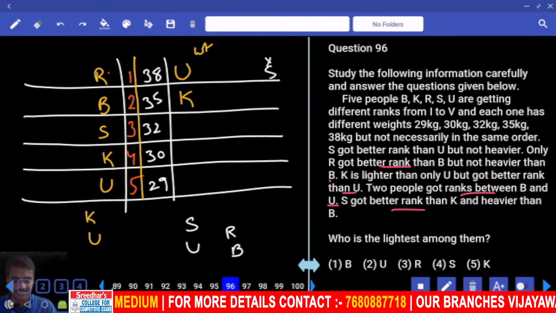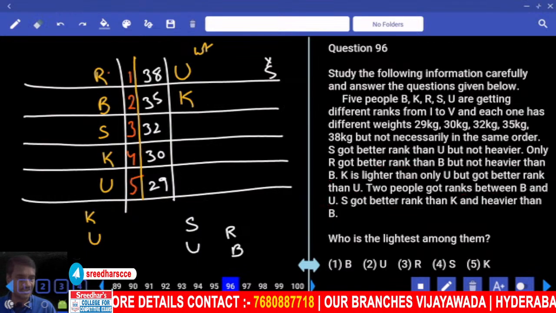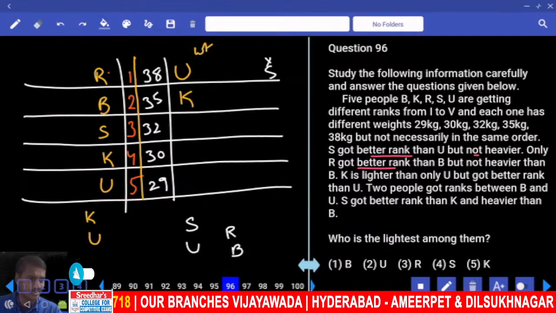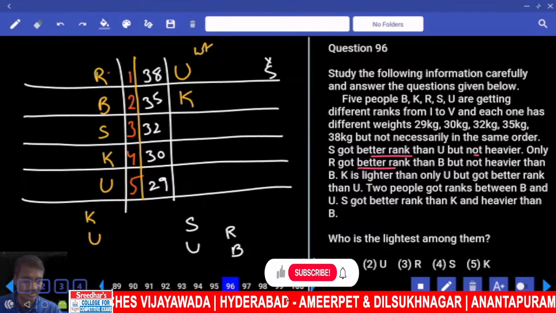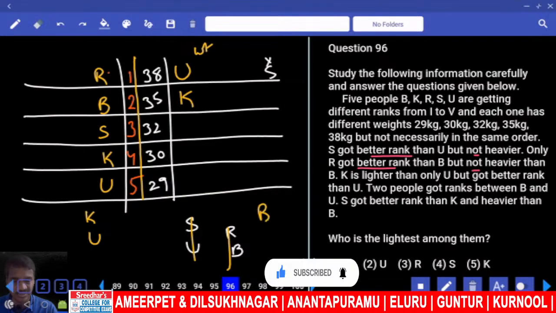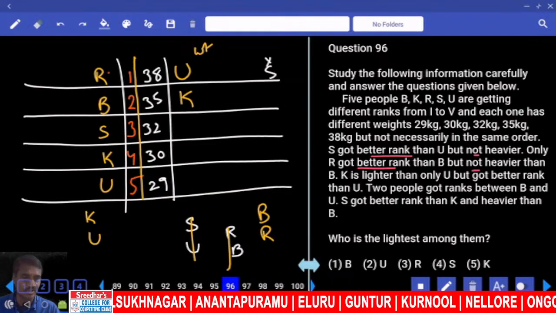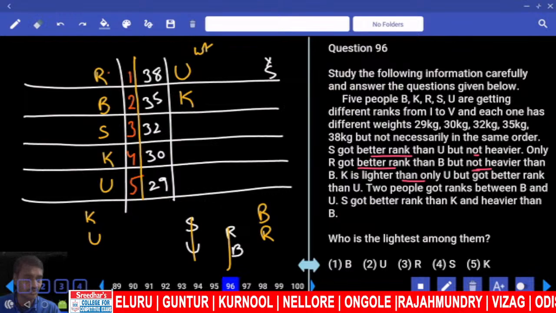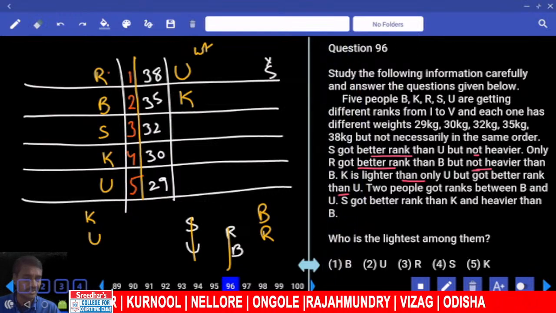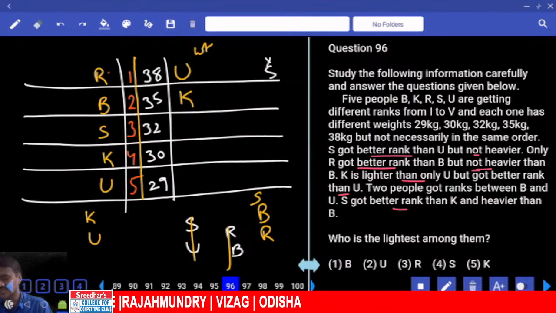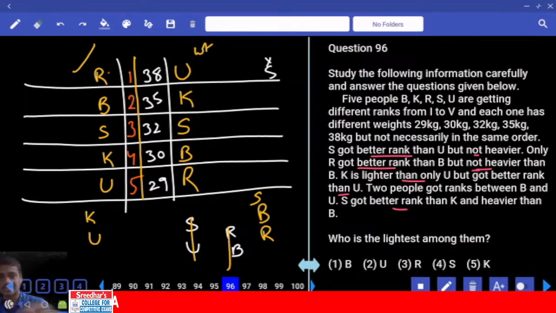Then you need to identify the weights. Now in the weights, only R got a better rank than B, but not heavier than B. R is not heavier than B. That means R is lighter than B. K is lighter than only U, and U got a better rank, with 2 people between B and U. S got a better rank than K and is heavier than B. As S is heavier than B, the remaining 3 people S, B and R must be in this order. Then this is about the ranks and this is about the weights.